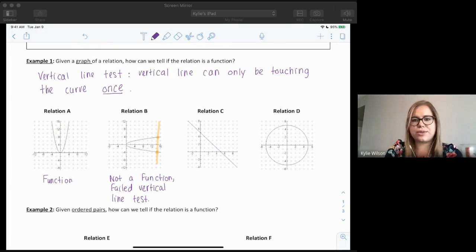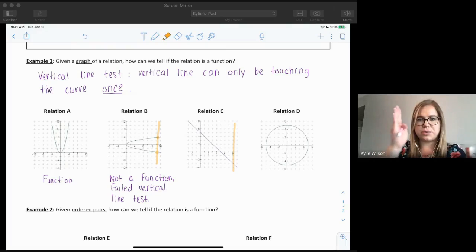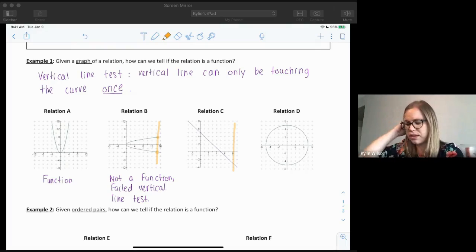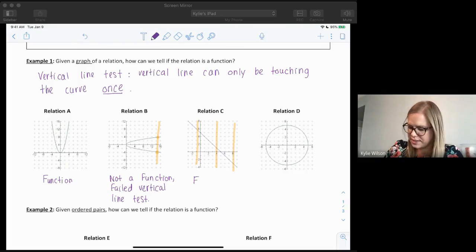So now let's do that again with relation C here. I start by drawing my vertical line. And again, I want you to picture it sweeping across the whole thing. So I want you to picture it just sweeping across my whole curve, which in this case is just a line. And at no point will it ever touch it twice. So therefore, it is a function.